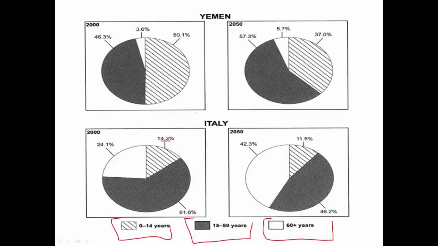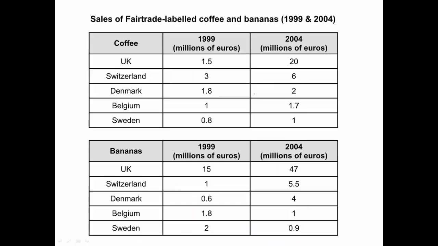If you find yourself commenting on percentages or specific categories, then you are getting into too much detail, and those are not the key features that you need to include in your overview. Alright, let's look at a table. This is the one that students don't really like because there's so much information, so it's difficult to pick out key features.